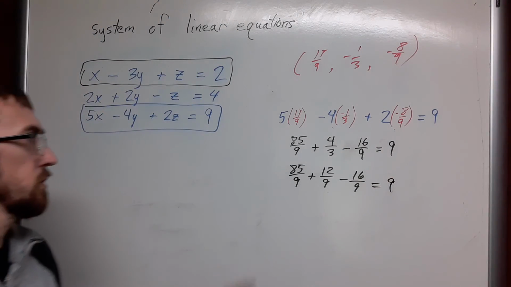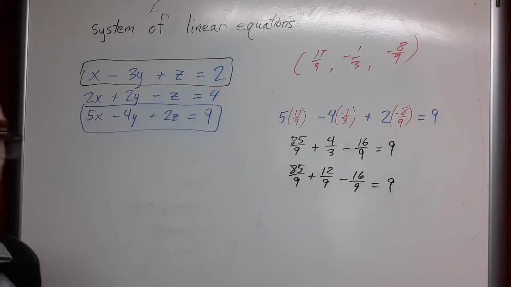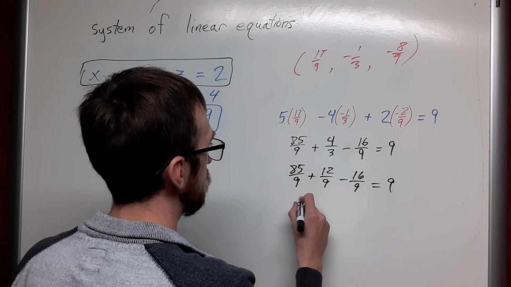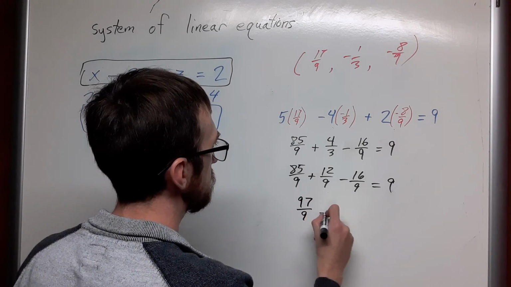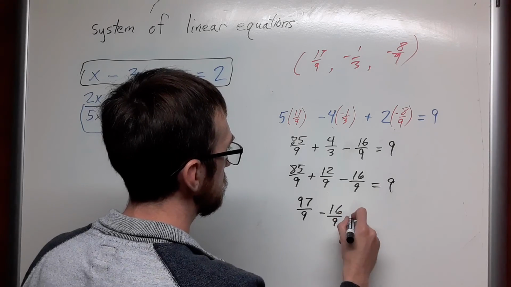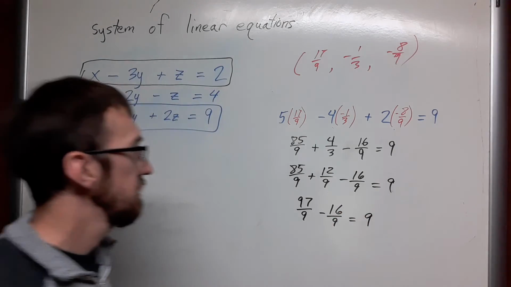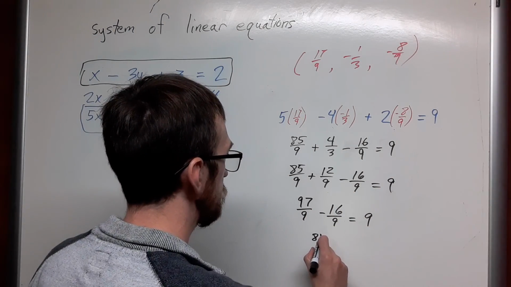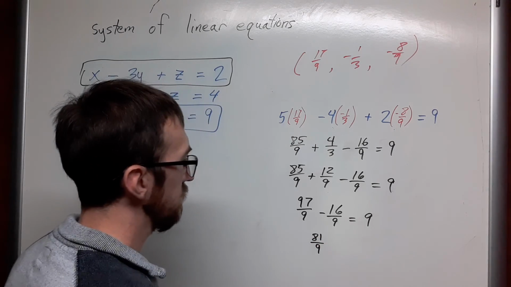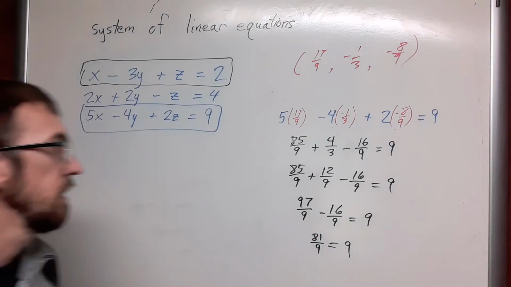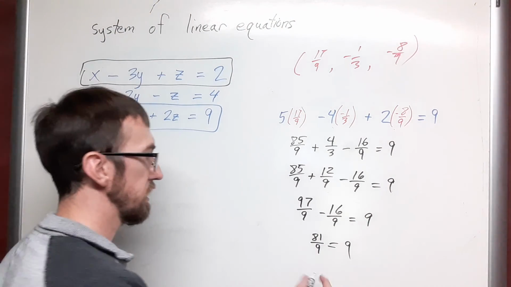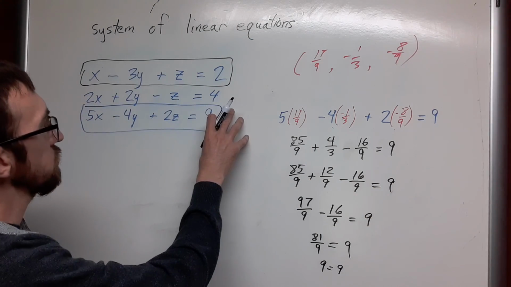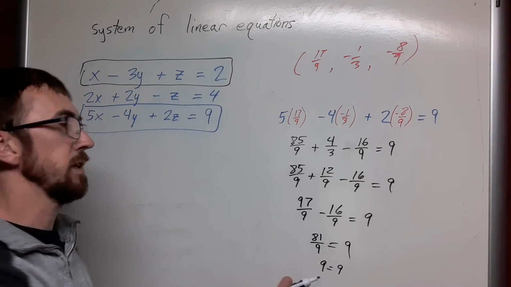And so the next thing I want to do is, going from left to right, I'm going to add these two together, and then I'm going to subtract this term here. So I have 85 plus 12, so we're going to have 97 ninths minus 16 ninths. 97 minus 16 is going to give us 81 on 9, and that equals 9. And then we divide 81 by 9, we get 9 equals 9. And so we have demonstrated that choosing this equation gave us a correct answer.